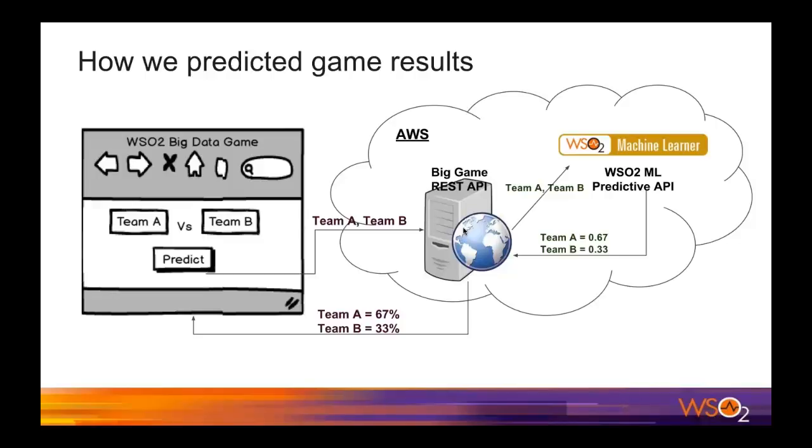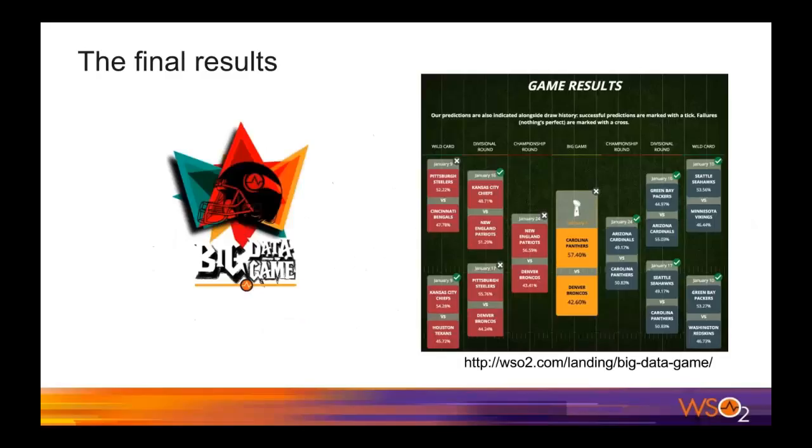So the final result was the Big Data Games, the website that we built. Here you should see the playoffs tree that we have built. We got 7 out of 11 games predicted correctly, but we were not able to predict 4 matches correctly.